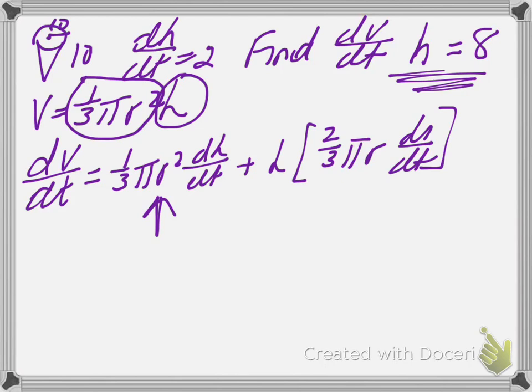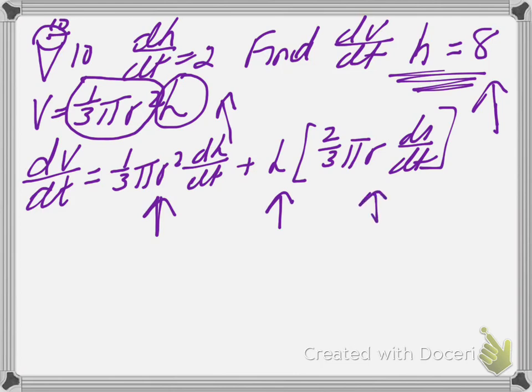We need a dh over dt, which we do have, it's up there. I just want to stop for a minute. You might be saying, why can't I use 10 as my radius? You can't, because that's just how big the cone is. We're interested in the rate when the height is 8, not when it's 10. And then we need an h here, so that's going to be 8.